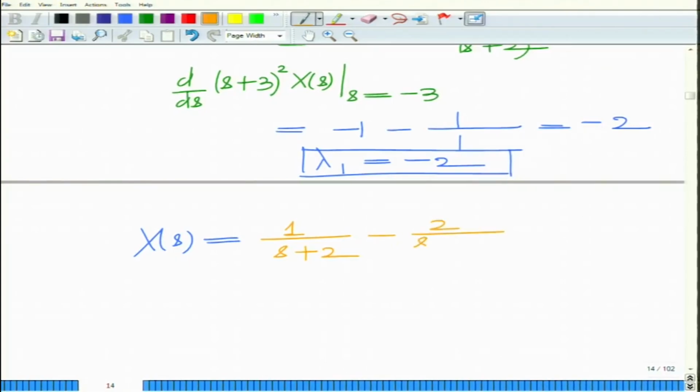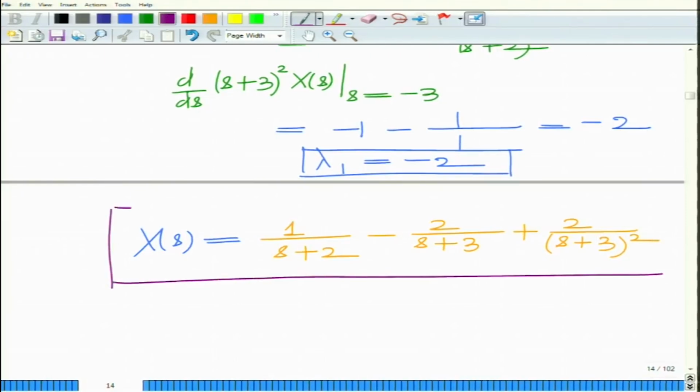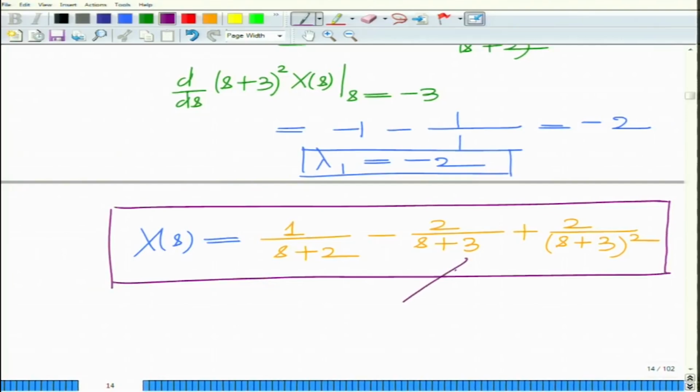minus 2 over s + 3 plus 2 over (s + 3) whole square. Okay. So, this is the partial fraction expansion of X(s) considering the pole minus 3 which has a multiplicity of 2. So, therefore, we have 2 terms, correct, pole multiplicity of 2, we have 2 terms in the partial fraction expansion.